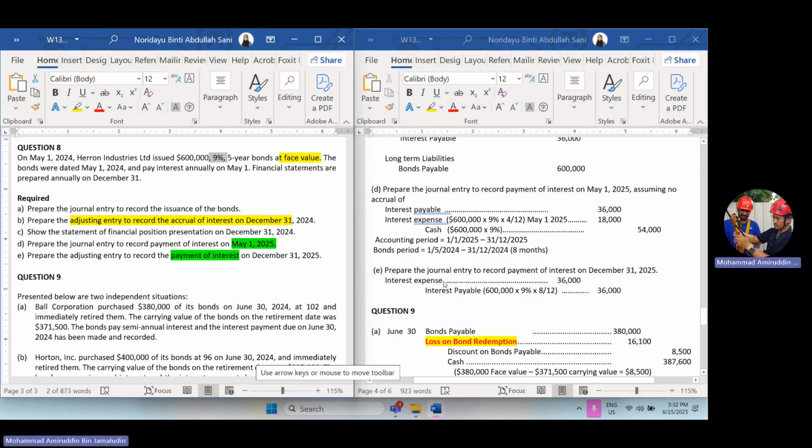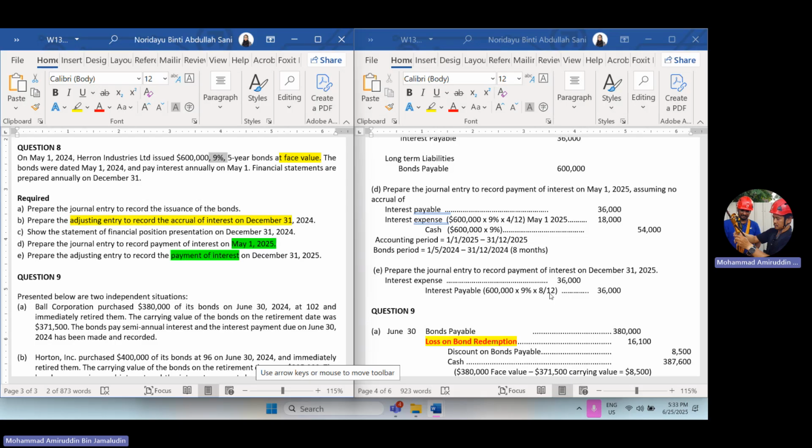So interest expense, actually we get the computation first. 600,000, the value of your bond, multiply 9%, multiply 8/12. Why 8/12? Because from 1st May 2025 until 31st December 2025. Okay. Carefully, I might confuse students. So I get 8 months.